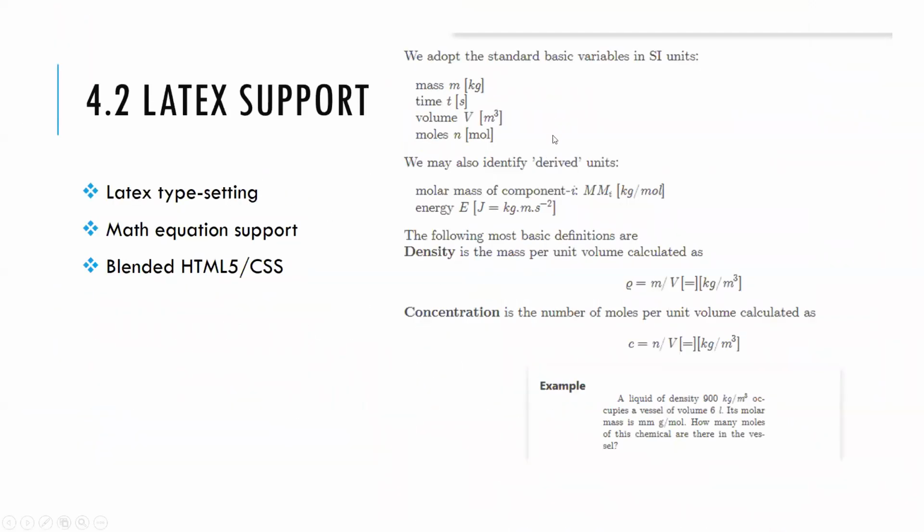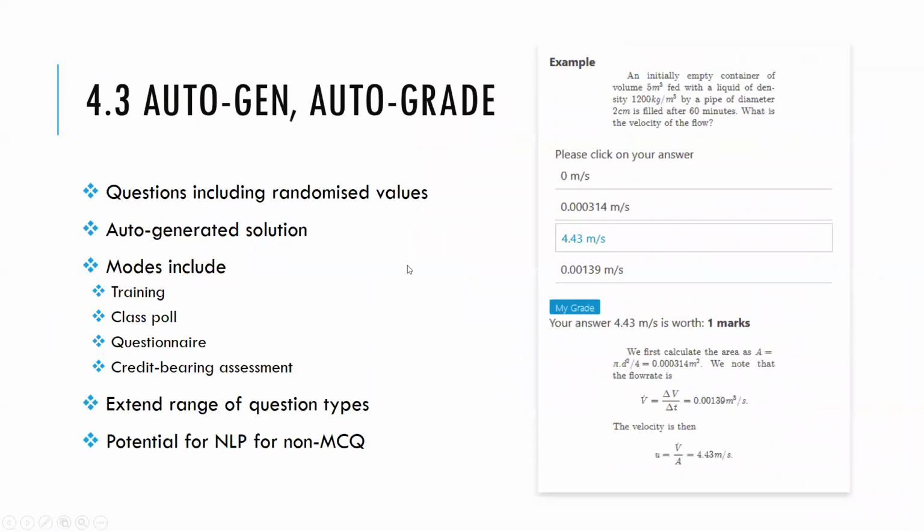As mentioned, you can render equations and create auto questions. Let's look at one of these auto questions. Here's a question. The text is given along with numbers and so on. The student can select an answer and then click on submit. Immediately the system can give the student feedback. It tells the student, yes, that choice was worth a mark, and that's because if you look at the solution here, it does correspond to the answer.